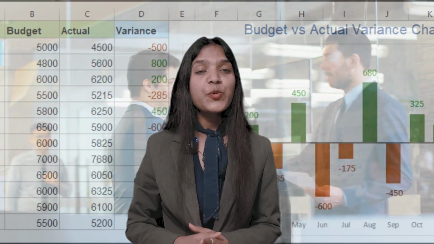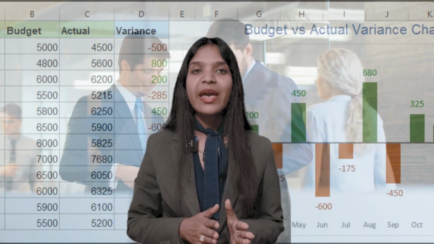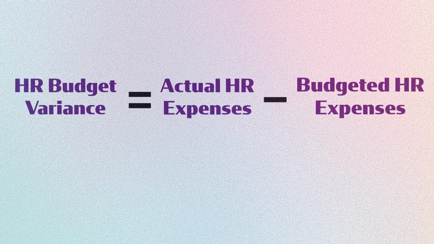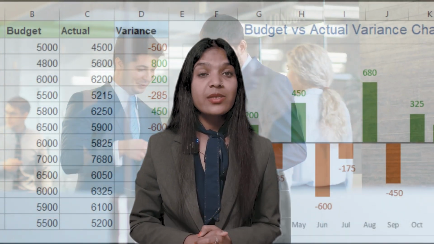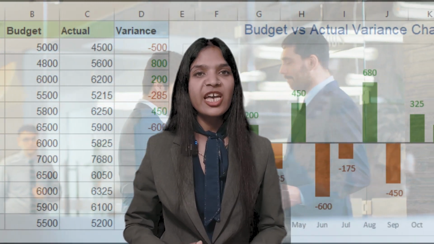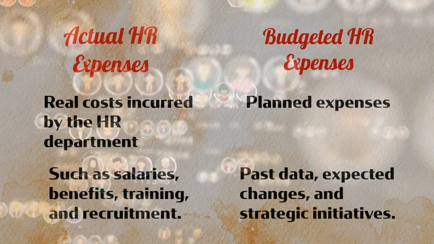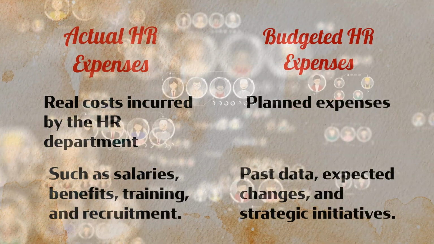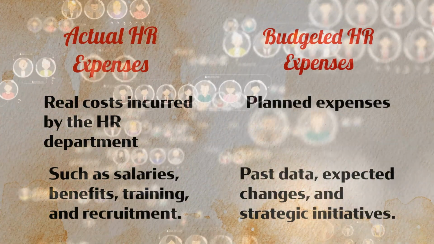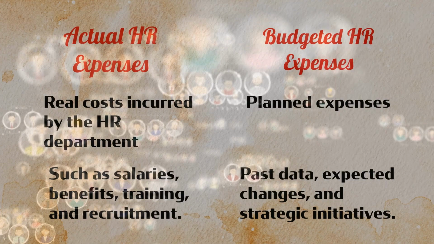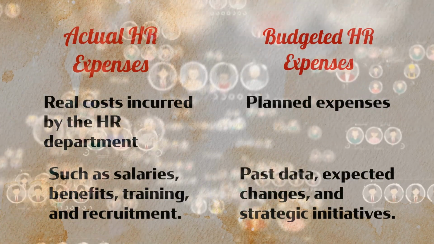There is a simple formula to calculate HR budget variance. HR budget variance equals actual HR expenses minus budgeted HR expenses. This formula contains 2 components, actual HR expenses and budgeted HR expenses. The actual HR expenses are the real costs incurred by the HR department such as salaries, benefits, trainings, and recruitments. And the budgeted HR expenses are the planned expenses based on the past data, expected changes, and strategic initiatives.